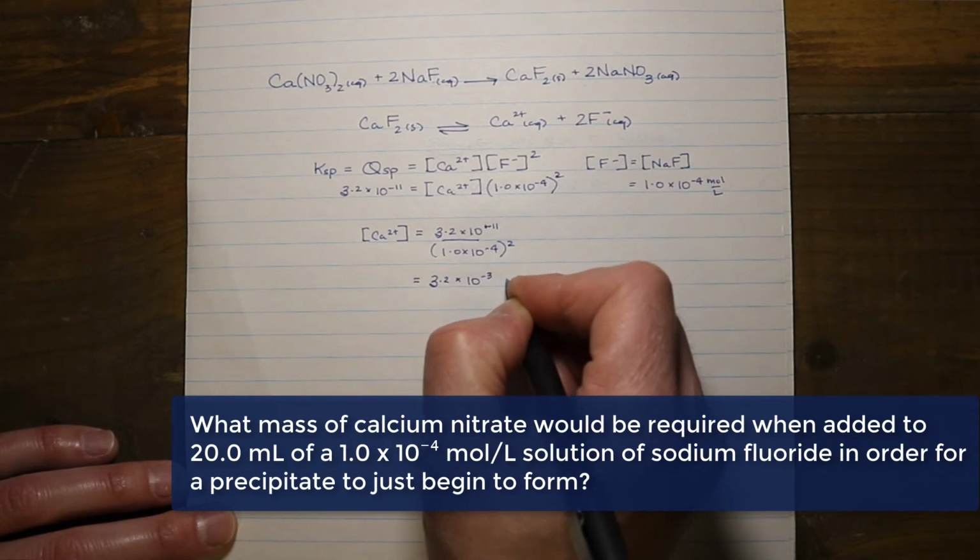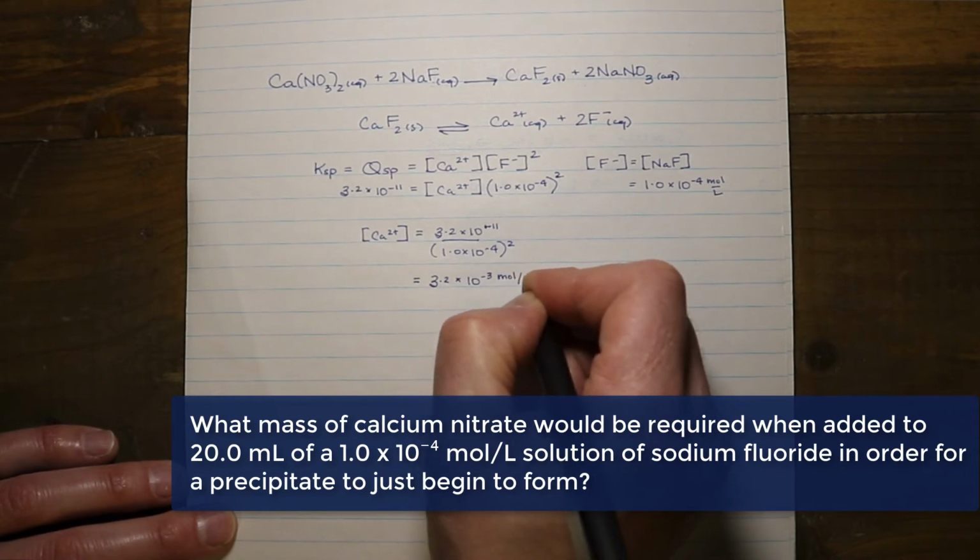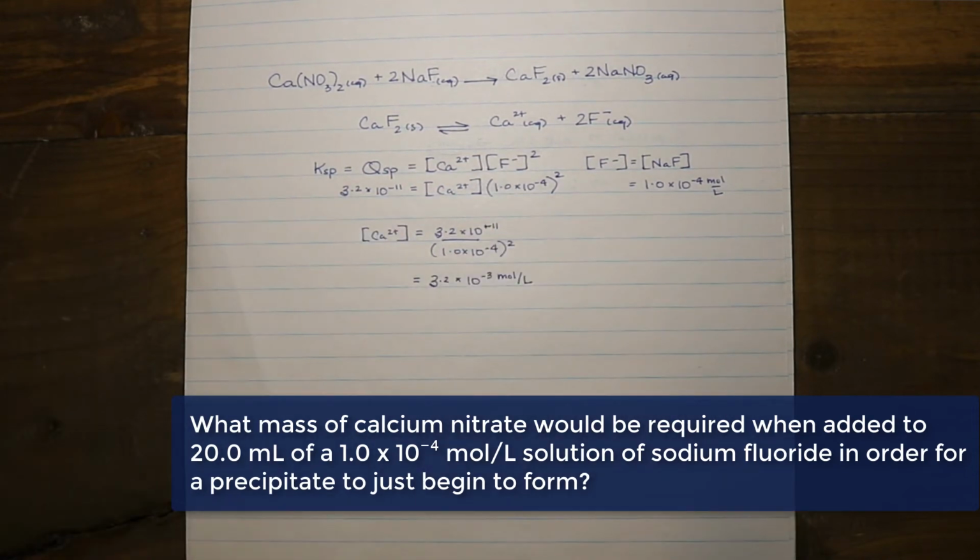So what this tells us is this is the concentration of calcium ions that we would need in order for a precipitate to just begin to form, assuming we had a concentration of 1.0 times 10 to the negative 4 of the fluoride ions in this mixture as well. But the question doesn't ask us for the concentration. The question asks us what mass of the solid, or what amount of the solid in grams or milligrams, are we going to need for this precipitate to just begin to form, or what would be the maximum amount that we could add before this precipitate would just begin to form.